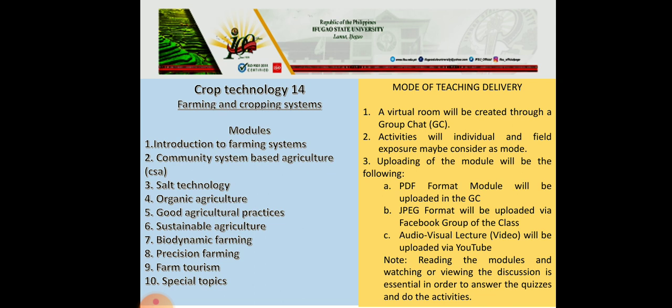So first, the first module is Introduction to Farming System. Second, Community System-Based Agriculture. Third, Salt Technology. 4, Organic Agriculture. 5, Good Agricultural Practices. 6, Sustainable Agriculture. 7, Biodynamic Farming. 8, Precision Farming. 9, Farm Tourism. And the last module that will be released is Special Topics.